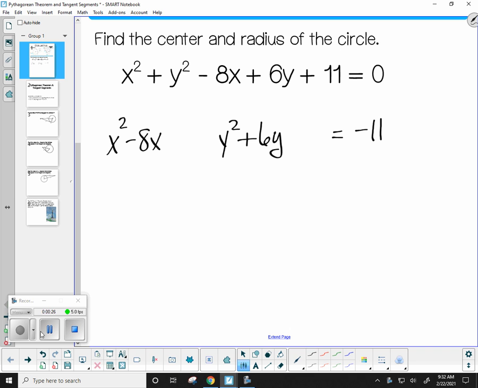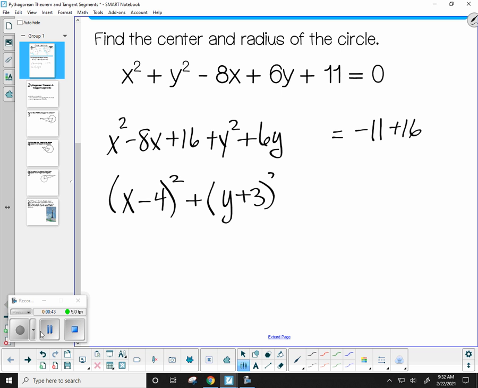So take my b value divided by 2, I get negative 4. So it's going to be x minus 4. Negative 4 squared is 16, so I need to add 16 to both sides. Now I do my y's. 6 divided by 2 is 3, so it's going to be y plus 3. That quantity squared. 3 squared is 9. I need to add 9 to both sides.